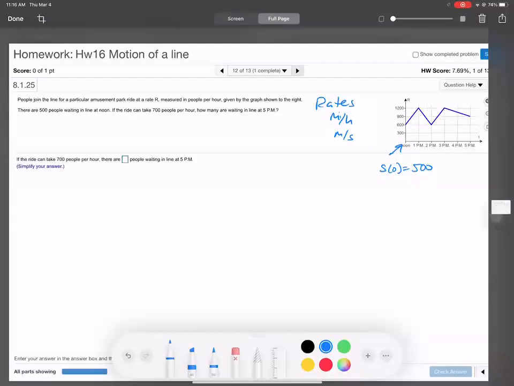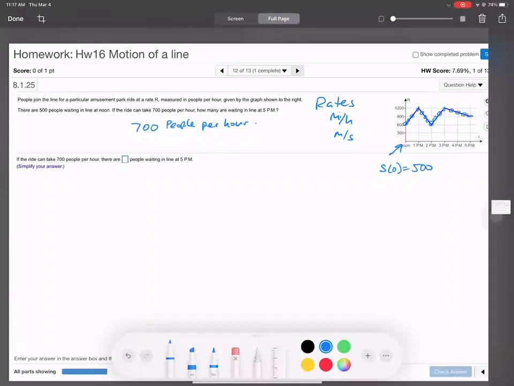If the ride can take 700 people per hour, how many people are waiting at 5 p.m.? Okay, so the rate of the ride is 700 people per hour. And rides can go up to almost 2,000 people sometimes if it's a really crazy capacity ride. Okay, 700 people per hour. Now, this is what we're trying to say. I have people lining up, and this is the rate of people lining up per hour.